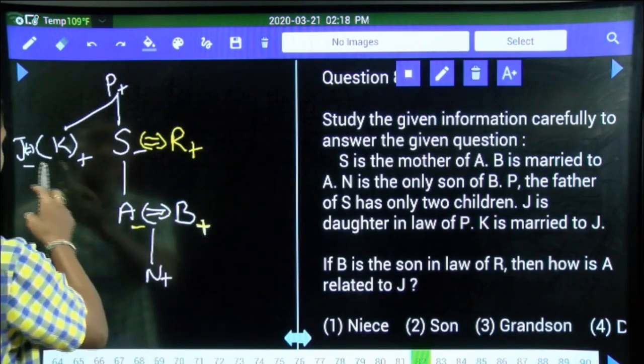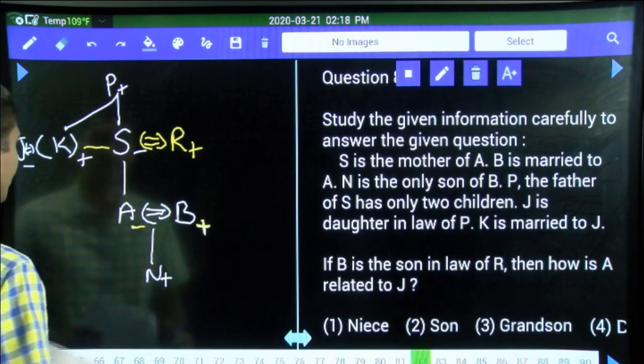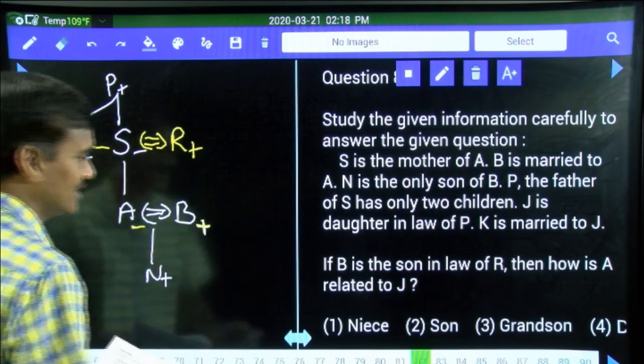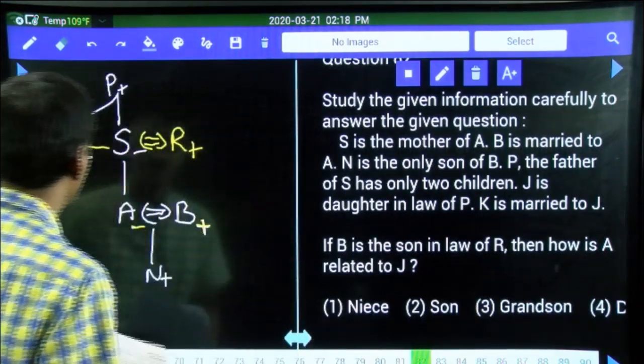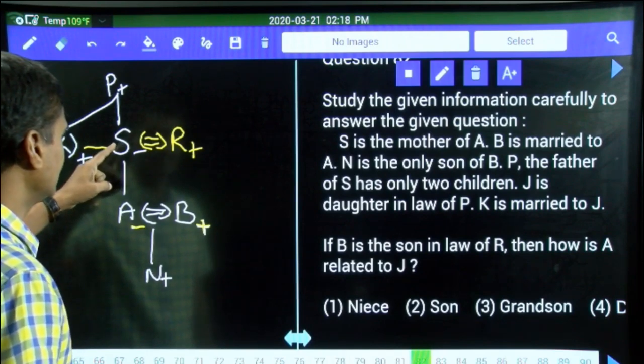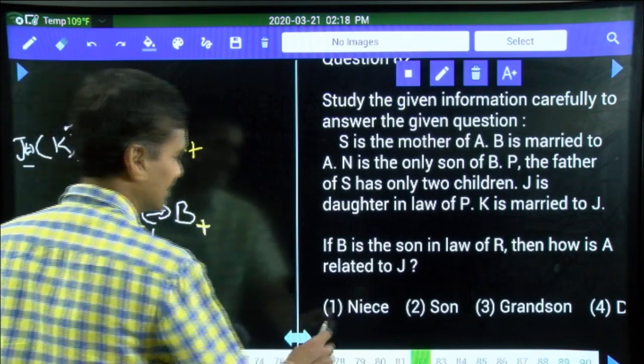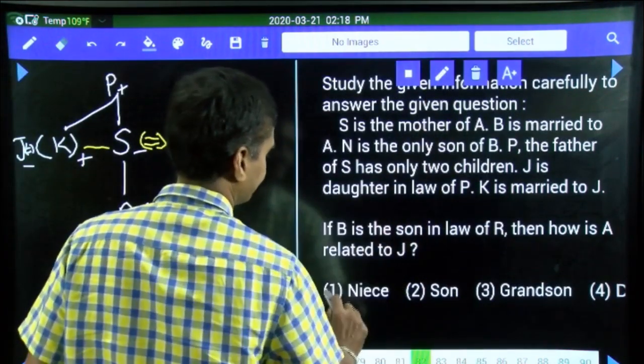How is A related to J? Niece is the answer. J's husband, husband's sister, and sister's daughter. Sister's daughter is niece. Niece, that is choice 1, is the answer to 82.